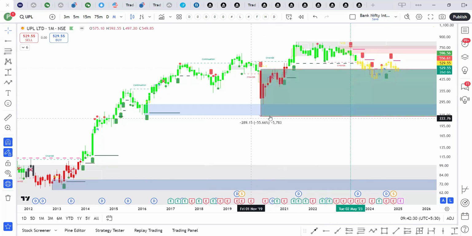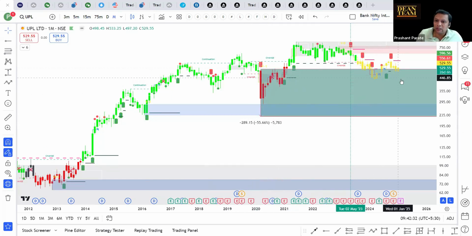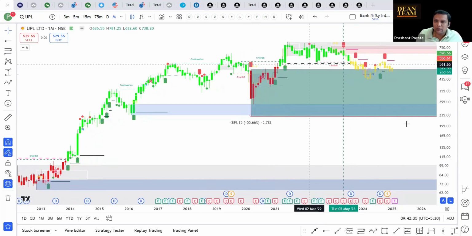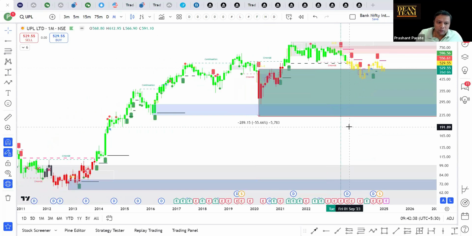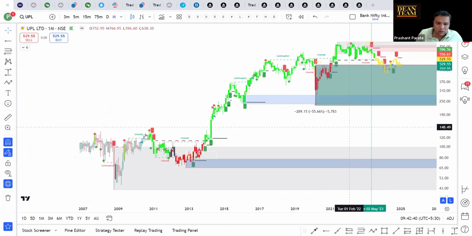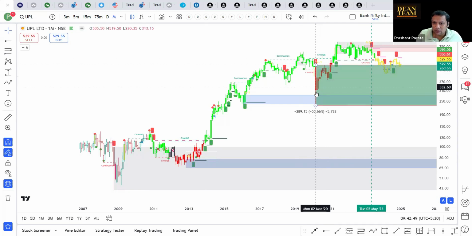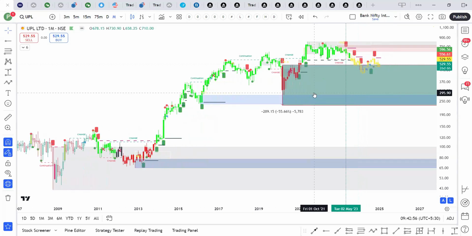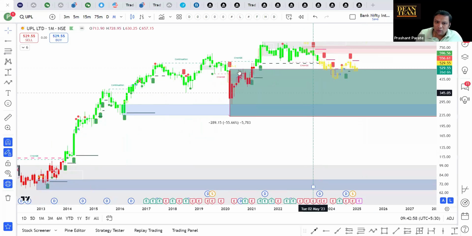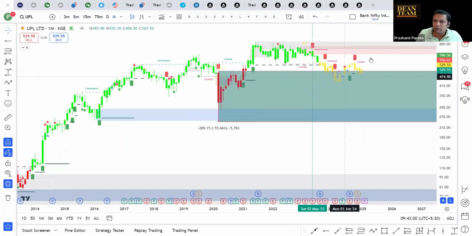Until it closes below this, the bias will still be bullish, but the risk-reward is not favorable. How much will it move? We don't know. From where it started moving, this was the first time green, this was the second time green. From here, from 121, it has gone up. So if you exit even here, you are making 300 from 120, almost three times. So 200% profit. From here, if it starts moving, well and good.